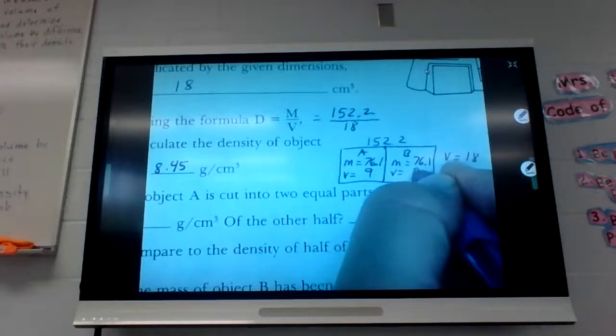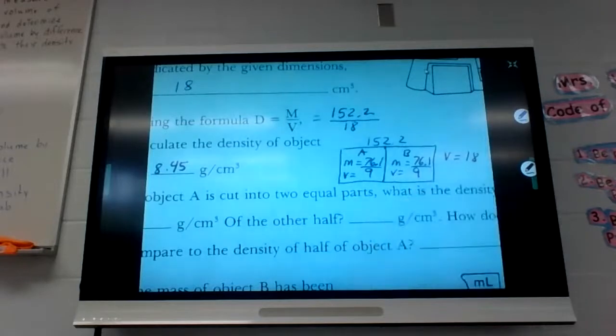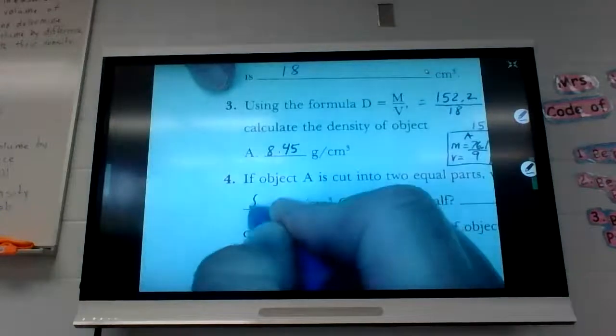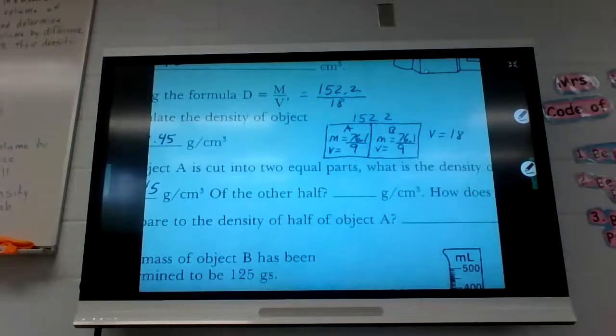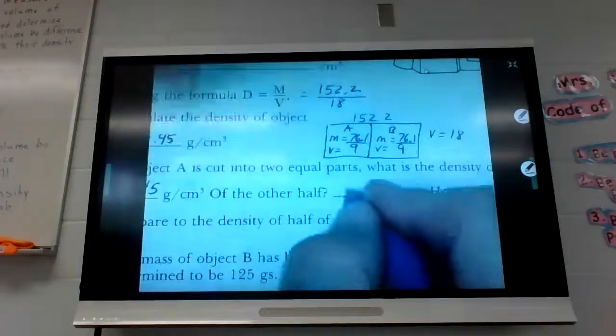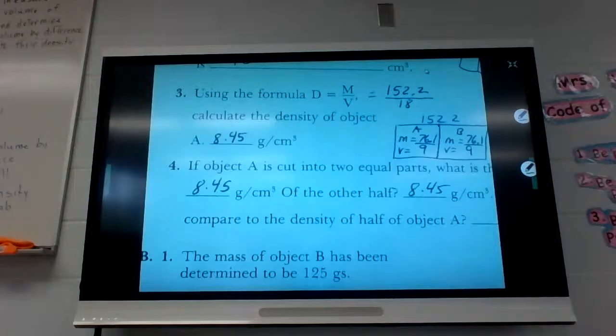Okay, so if I ask you to find the density on this half and this half, can you do that? I sure can. Okay, find me the density. So the density of A is 8.45. What's the density of B? 8.45. So what can you tell me about the 2 densities? They're the same thing. Why are they the same thing?